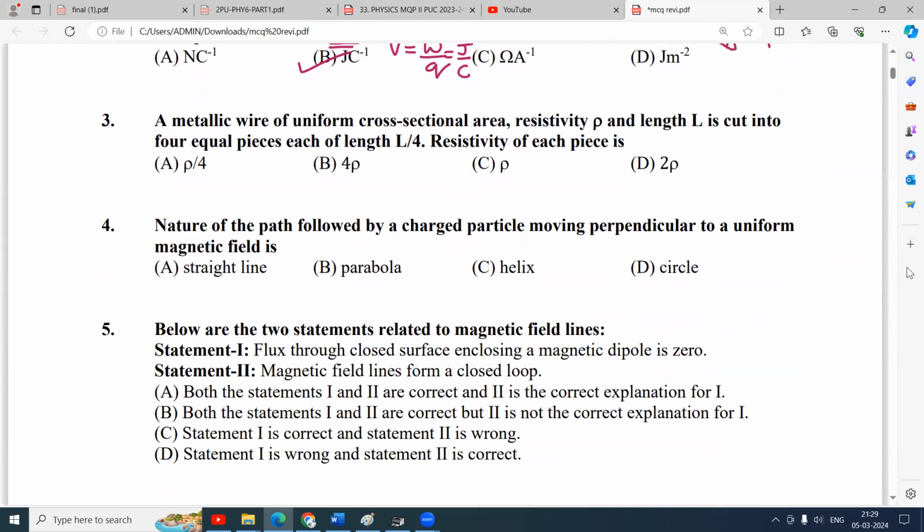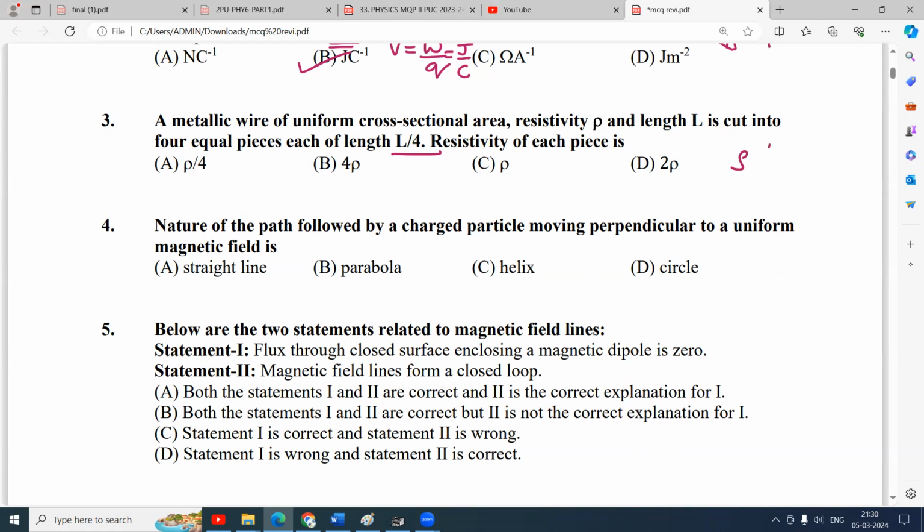Question number 3. A metallic wire of uniform cross-sectional area and resistivity rho and length L is cut into 4 equal pieces, each of length L by 4. Resistivity of each piece is... Resistivity is the characteristic of the material. It may change because of temperature, but not because of the length and area.